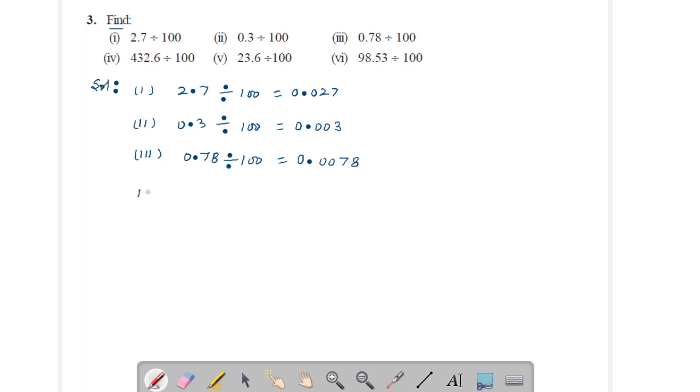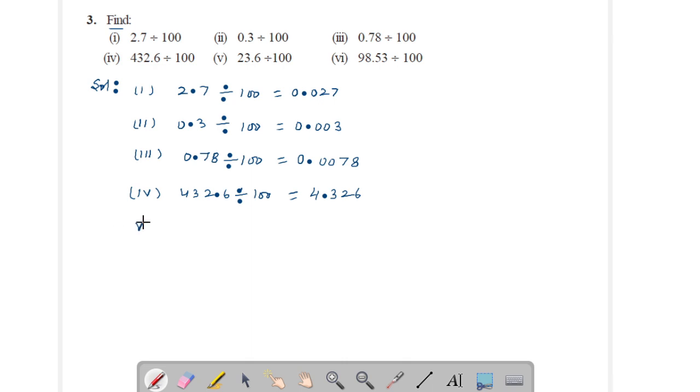Then come to the fourth part. It is 432.6 divided by 100. Here in 100 there are two zeros. Therefore the decimal will shift towards the left hand side 2 digits. This can be written as 4.326. This is your answer.